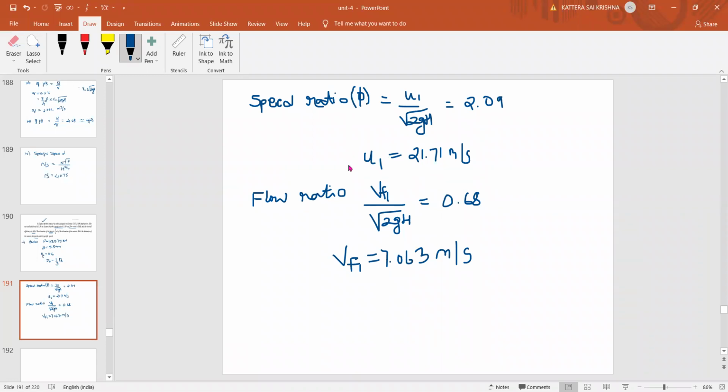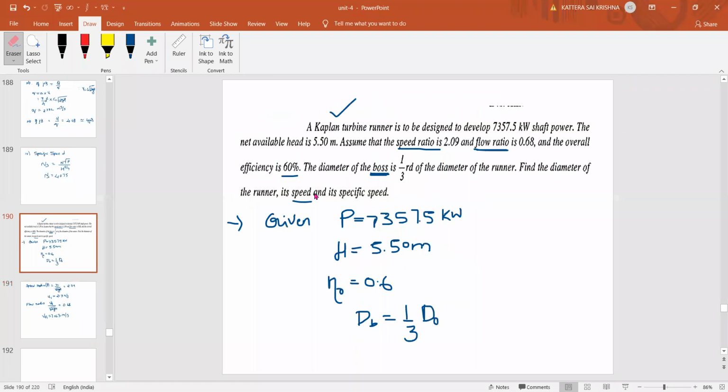Right. So here, we can find D if we have U1, because U is also equal to pi D naught N by 60 in the case of Kaplan. But I think in the question speed has not been given, so we cannot use this now. After finding the speed, we can use this. If speed is given in the question, we can use this to find the diameter, which is unknown. Now we don't know the speed, and we don't know the diameter either. So first we'll use the other things given in the question.